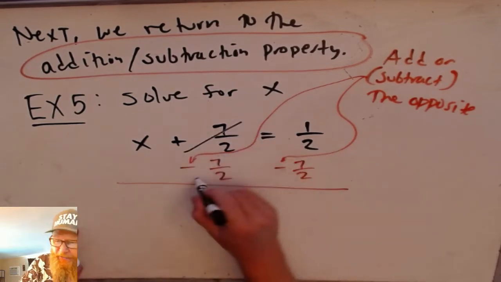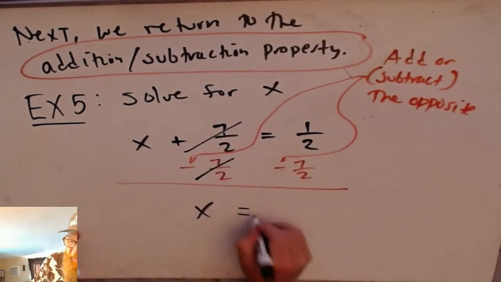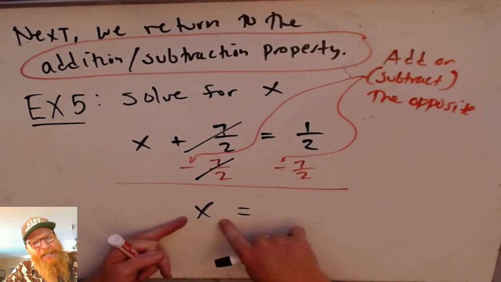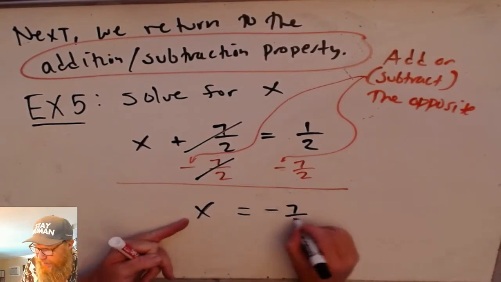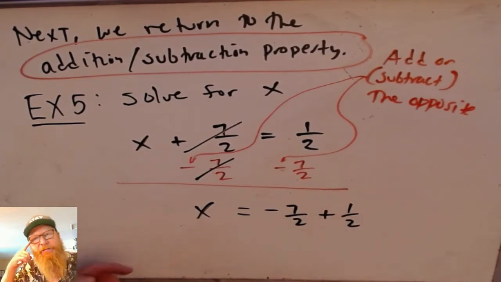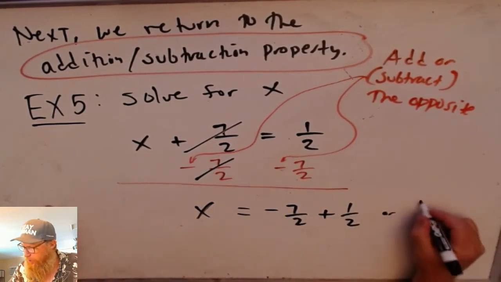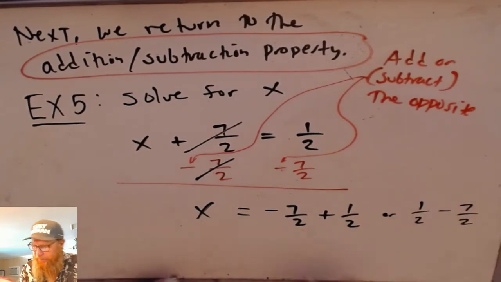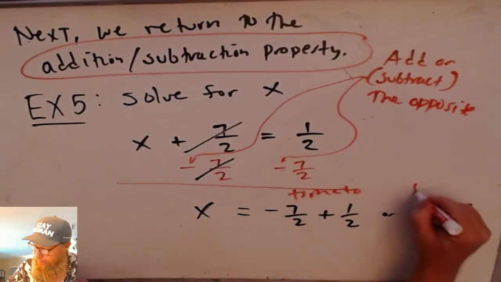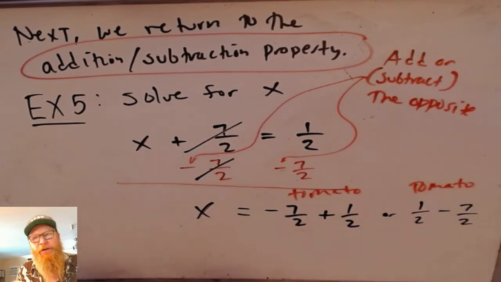So when you add the opposite, it liberates the variable. So now the variable is an isolated term. It's all by itself. And you have negative 7/2 plus 1/2. Or if you prefer, 1/2 minus 7/2. Again, tomato, tomato. Those mean the same thing. These will both give you the same result.